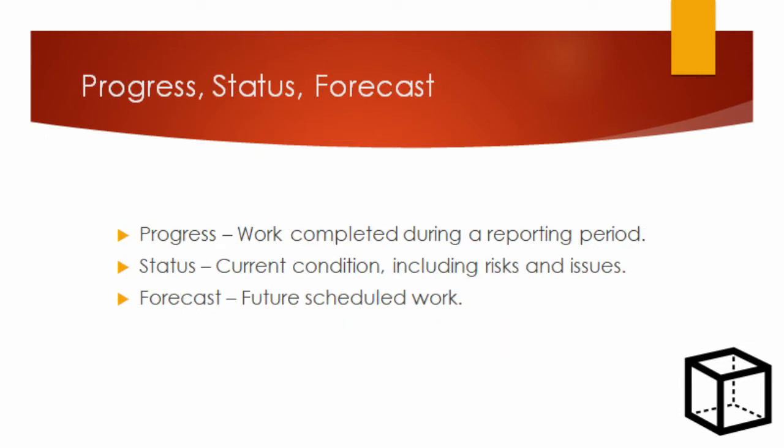When we say progress, status, and forecast, we mean something very specific. Progress means work completed during a reported period. It's what happened yesterday. Status means current condition, including risks and issues. That's where we are today. And forecast is future scheduled work. That's where we expect to be going tomorrow.